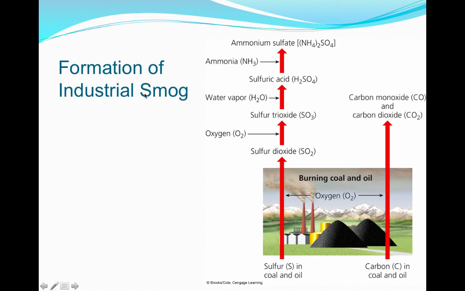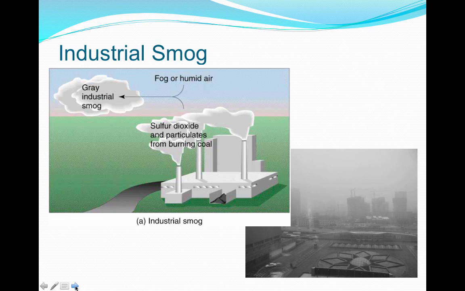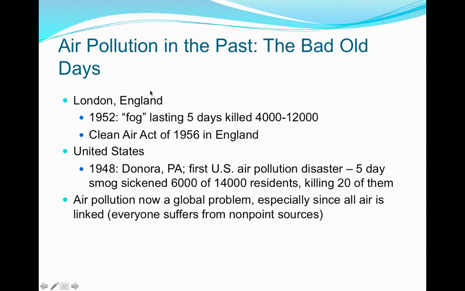Please also realize in industrial smog, this is where you can have mercury vapor, because coal is usually one of its impurities is mercury. And here's what it looks like. Here is the bad old days.